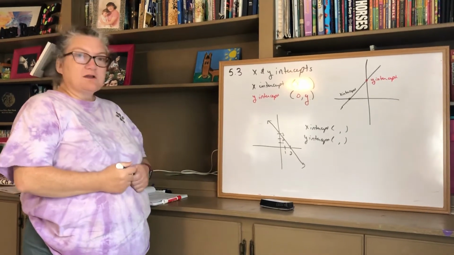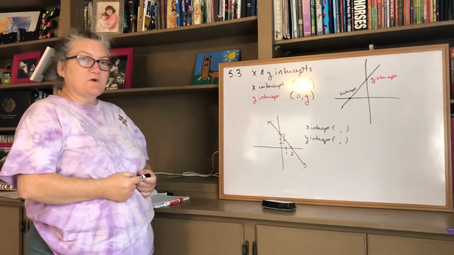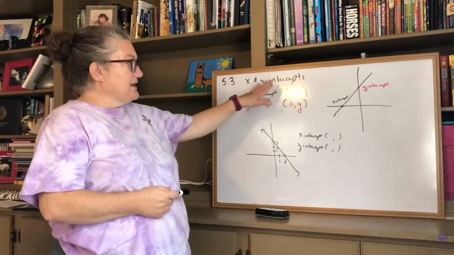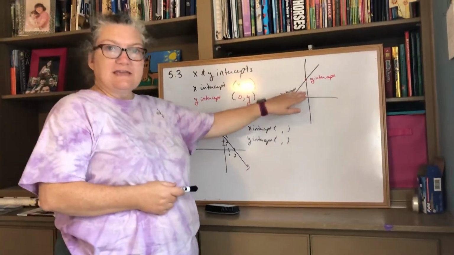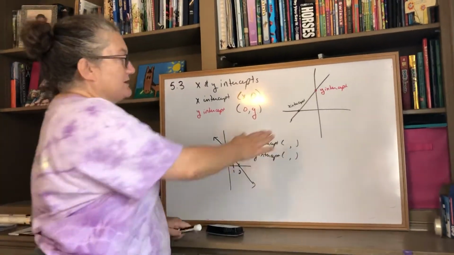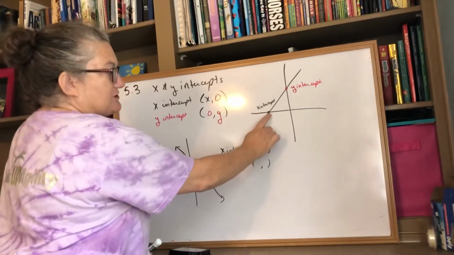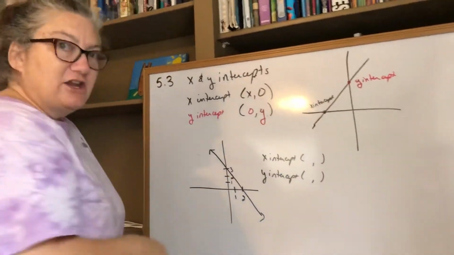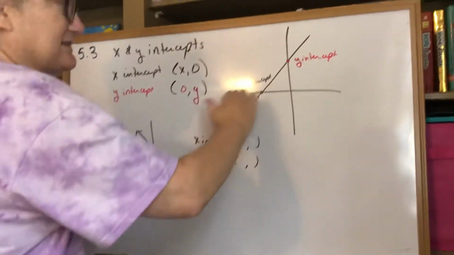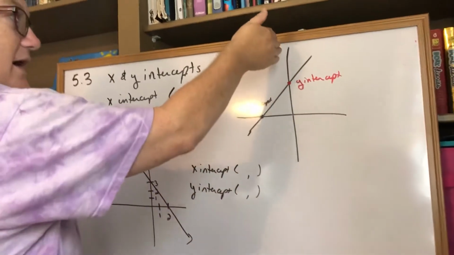Okay, today we're talking about 5.3. We're talking about the x and y intercepts. The x and y intercept is where they cross the x and y axis. So in this graph here, we have an x-intercept right there because that's where the line intercepts the x-axis. Remember, this is the x-axis and this is the y-axis.